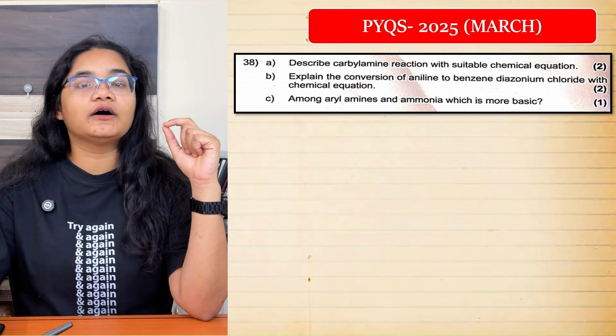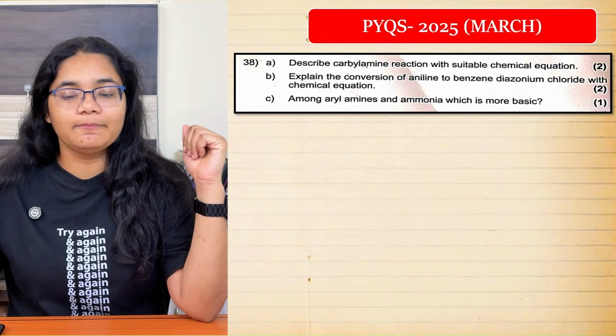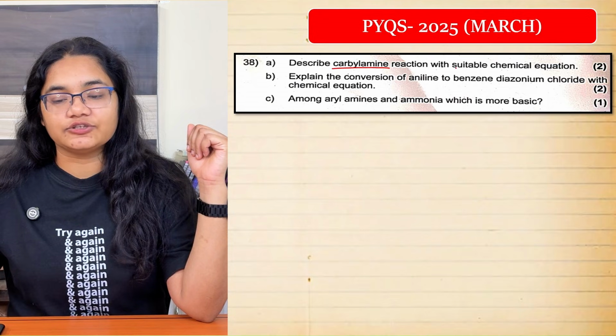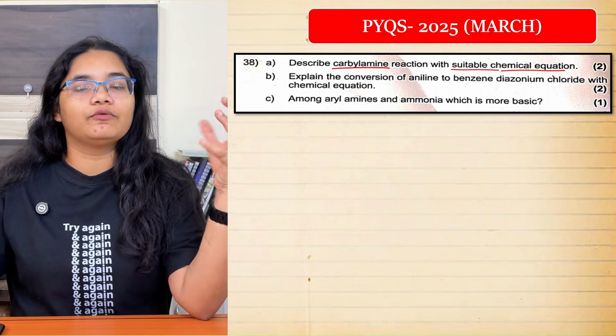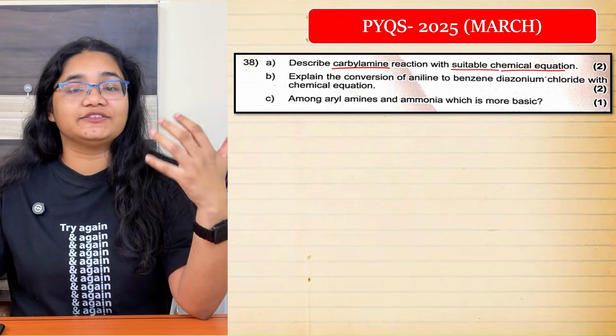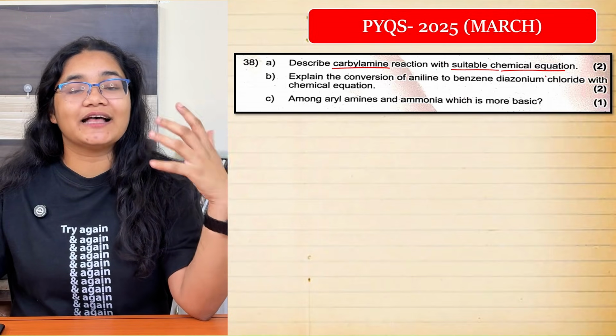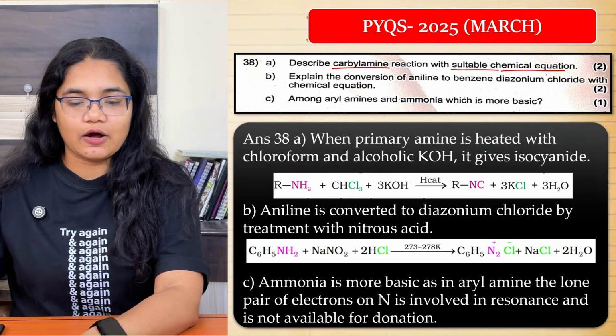Now moving to the 5-marker question in this particular section, 2025 paper: describe the carbylamine reaction with a suitable chemical reaction. Now the carbylamine reaction, you know, when you treat primary amines with chloroform, it gives you isocyanides, and this is also used as a test for primary amines, right? So let's see how to write this answer.